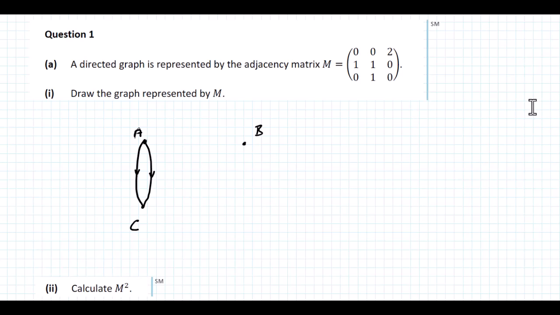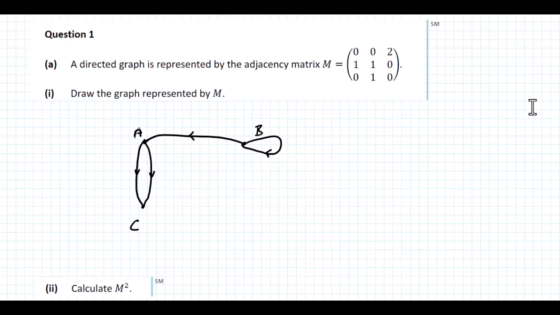So from B to A, so this is B, this is A, so from B to A there is one path, we can see that here. So from B to A there's one, so we can draw a path here. We've got to put in the arrow as well. From B to B there's one as well, so that's just going to give us this kind of loop here. Put an arrow in there as well.